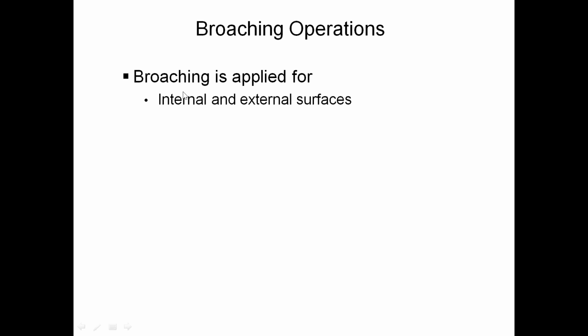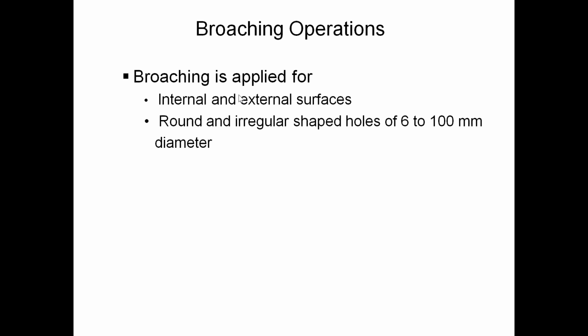Yesterday also we discussed this same slide. So internal and external surfaces. Broaching is applied to finish internal and external surfaces, so we are using the broaching tool. And also for round and irregular shape holes of 6 to 100 mm diameter. For holes of 6 to 100 mm diameter, we use broaching to finish the surface.